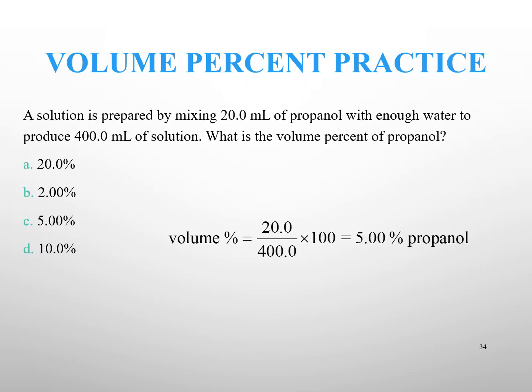So let's practice another one. This is again volume percent. The question is, a solution is prepared by mixing 220 mils of propanol with enough water to produce 400 mils of solution. What is the volume percent of propanol? So it'll be 220 mils of propanol on the top, and then the total volume of solution is 400 mils, so it'll be 220 over 400 times 100. That will give us 55%.